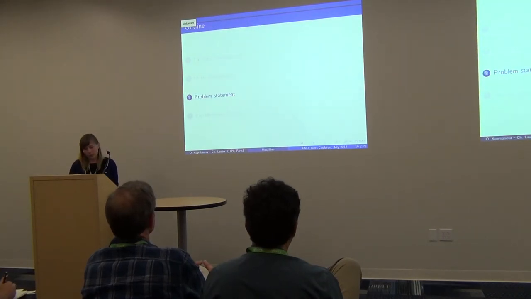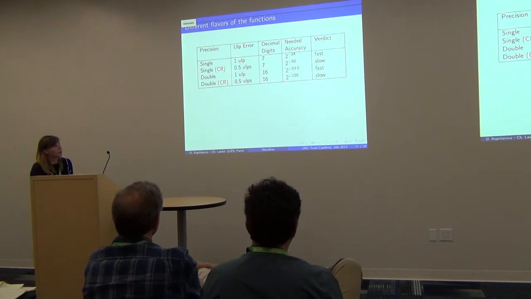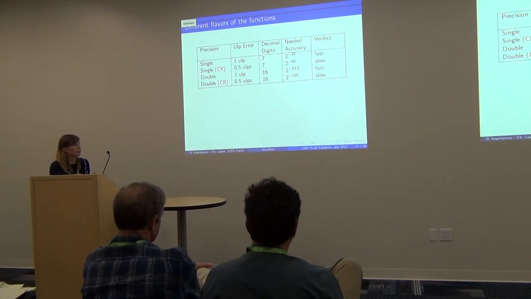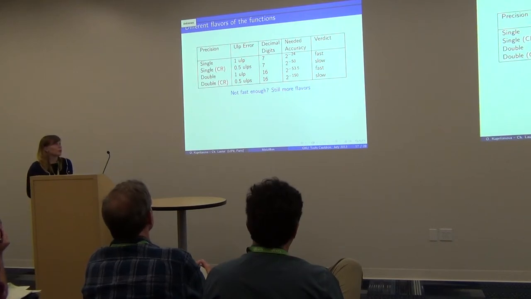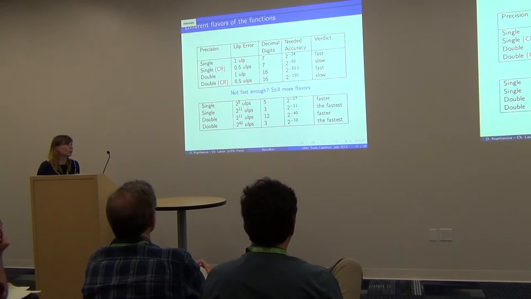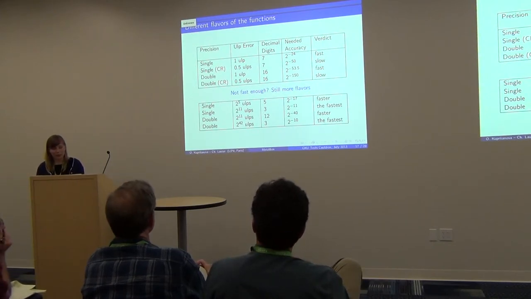So we want to implement different flavors of the functions. For example, here we have for single precision faithful rounding with an error of one ULP and correct rounding with an error of half an ULP. This gives us seven decimal digits, but the needed accuracy differs twice. So for faithful rounding, it will be a fast implementation, and for correct rounding, it will be slow. For double precision, the needed accuracy differs three times. Besides these two implementations, we can have some more flavors if we are not satisfied with this performance. We can implement functions with 2 to the 5 ULPs, and it will give us 5 decimal digits. And the larger the error is, the less accuracy we will need, and the faster the result will be.